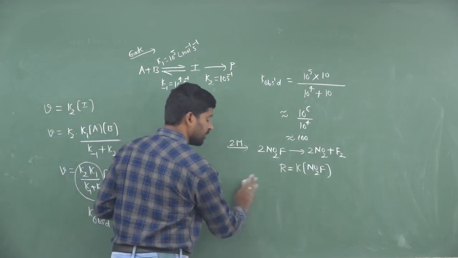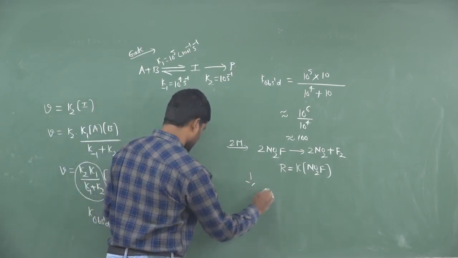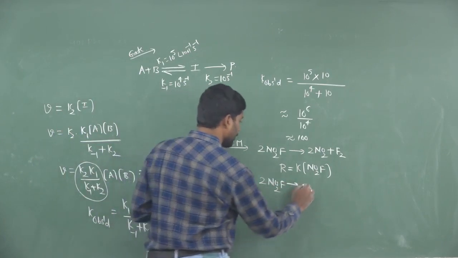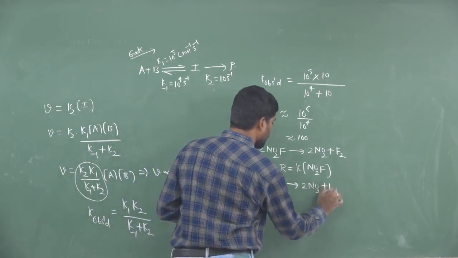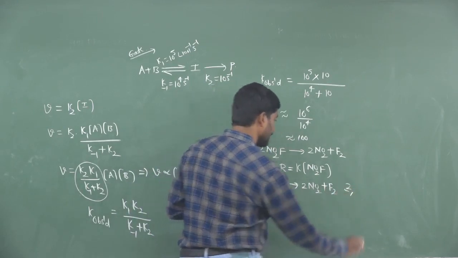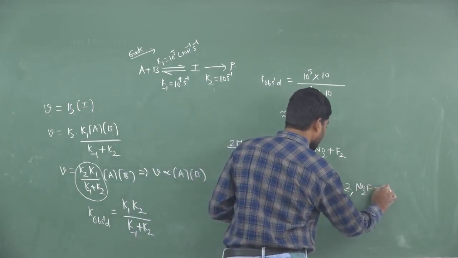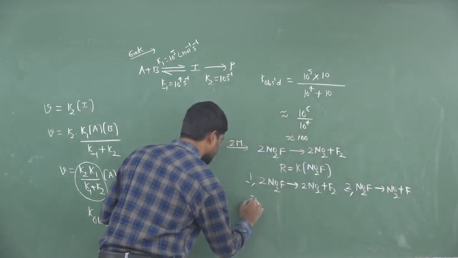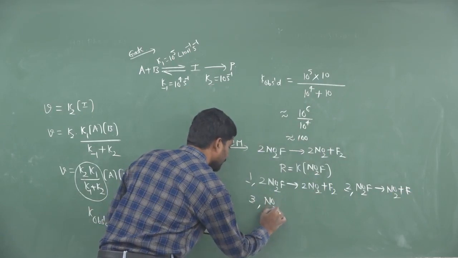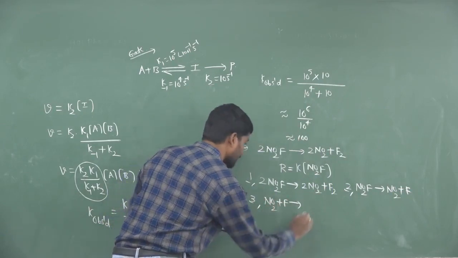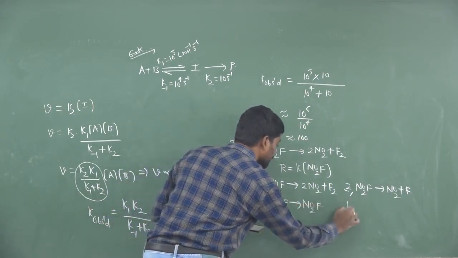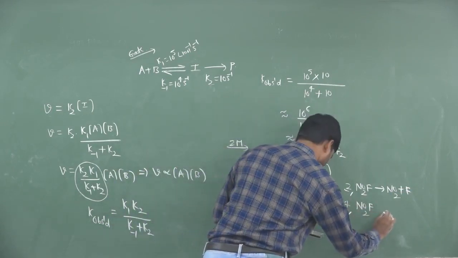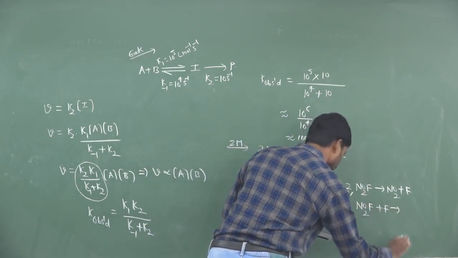Options: 2NO2F gives rise to 2NO2 plus F2. NO2F gives rise to NO2 plus F. NO2 plus F gives rise to NO2F. NO2F plus F gives rise to NO2 plus F2.